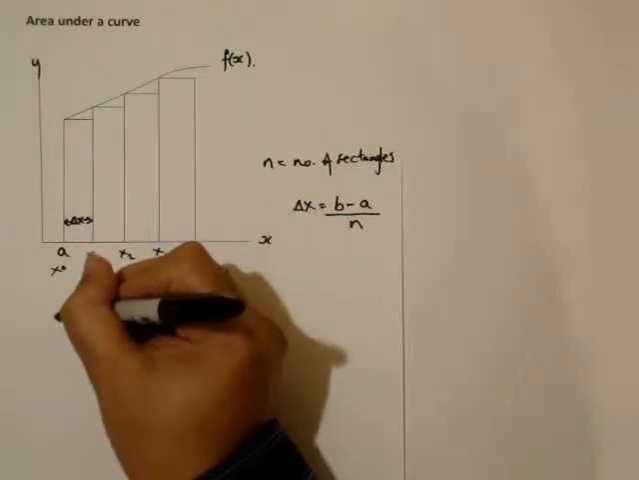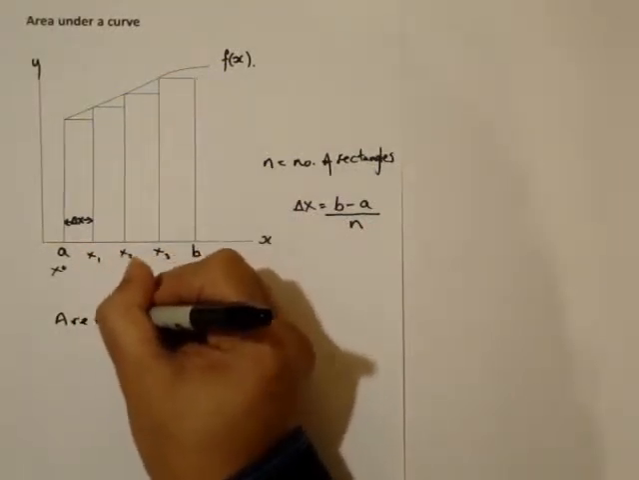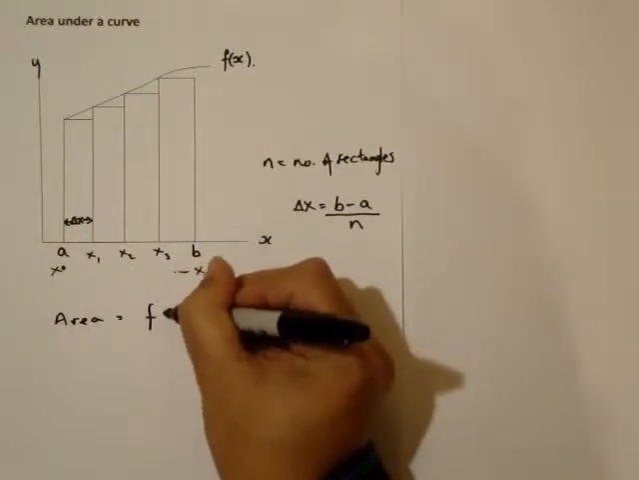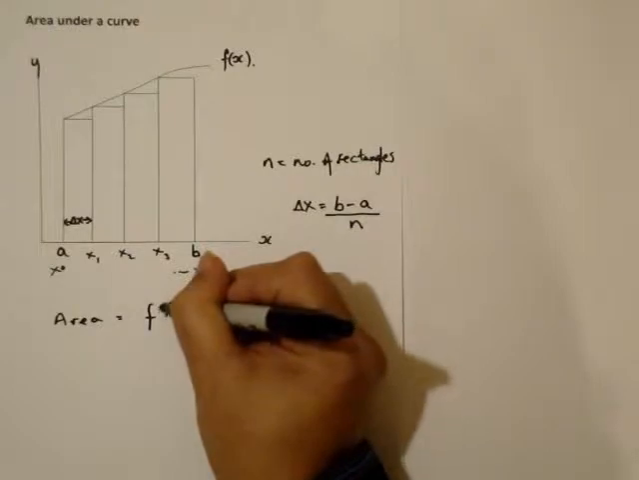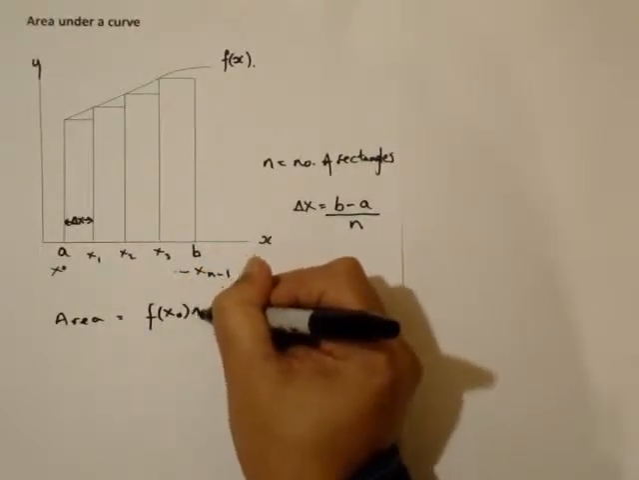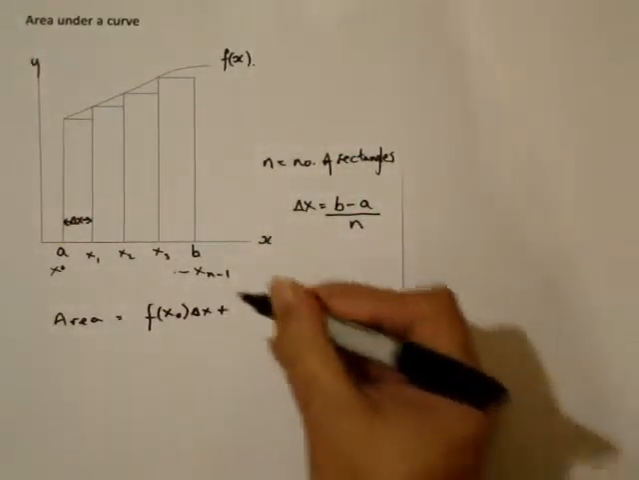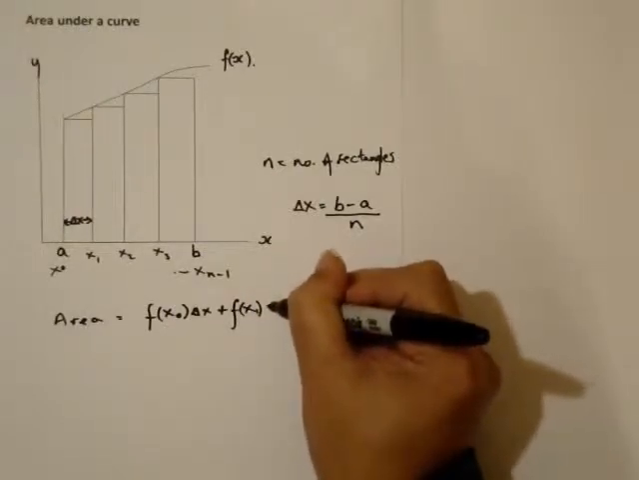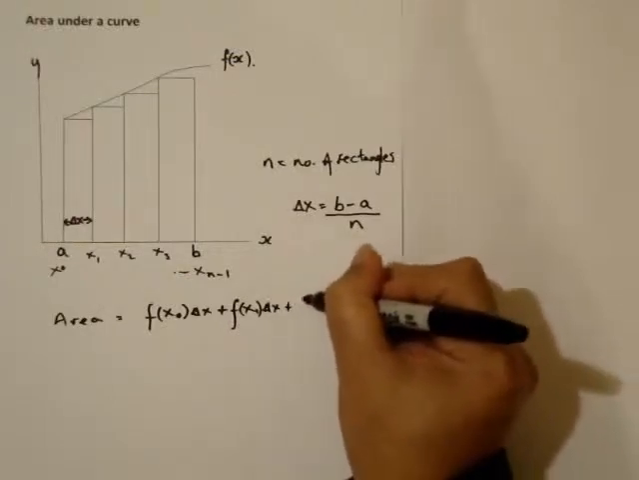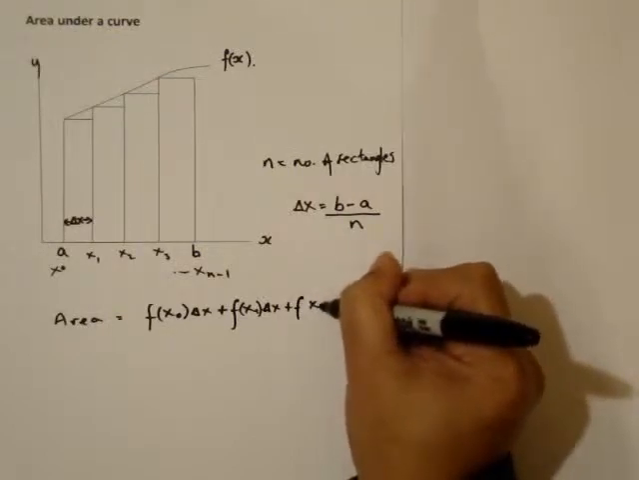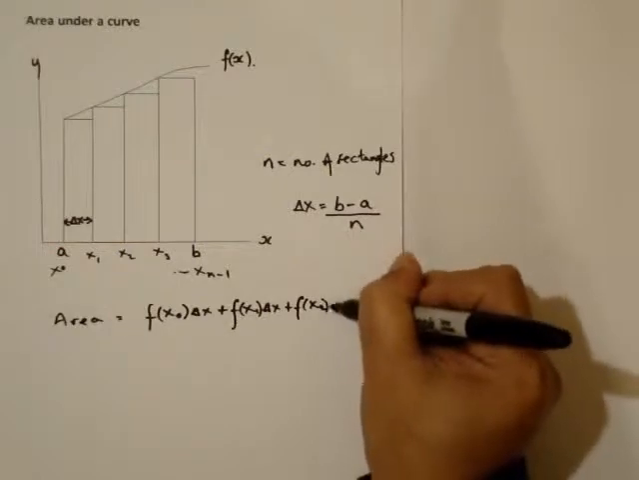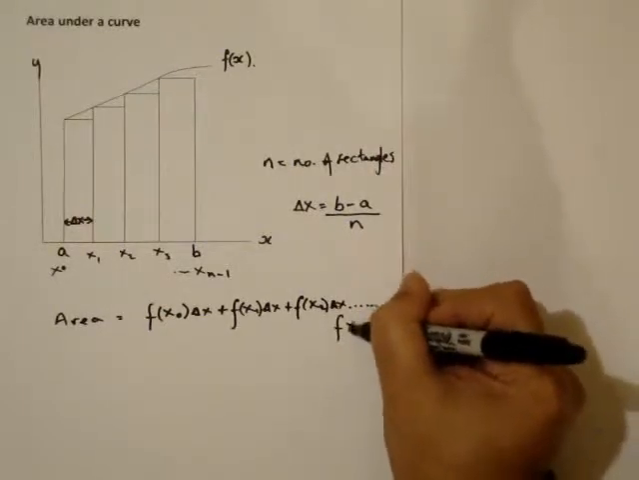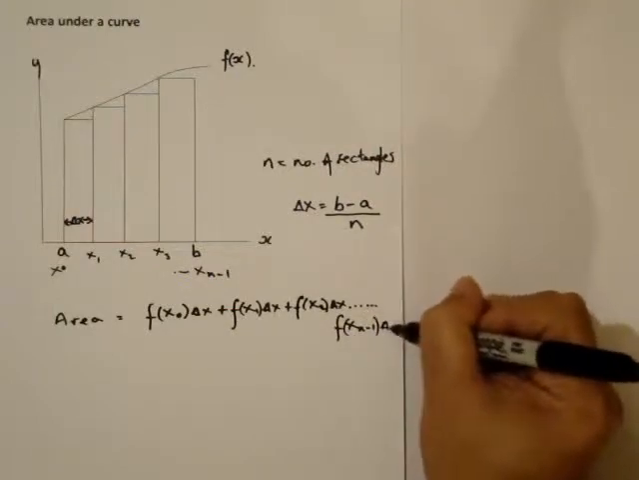So the area is given by f of x0, which would be that height, times the width, which is delta x, plus f x1 delta x plus f x2 delta x, carries on until we reach f xn minus 1 delta x.